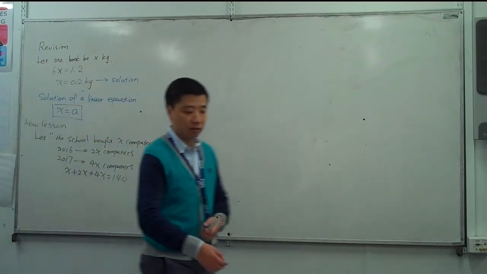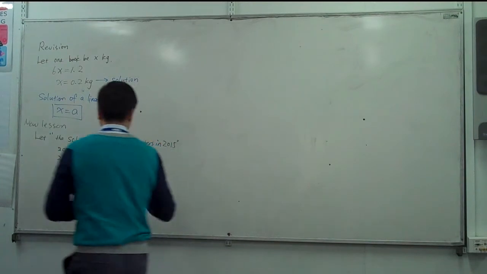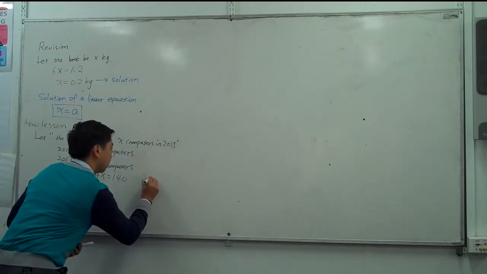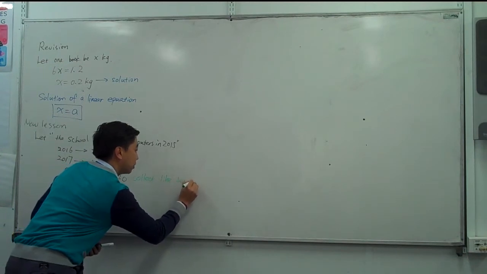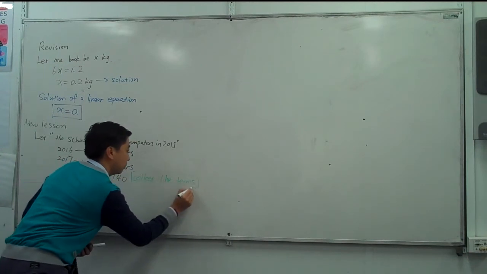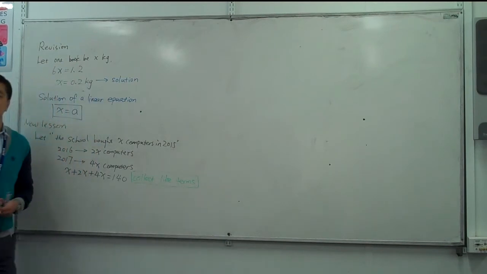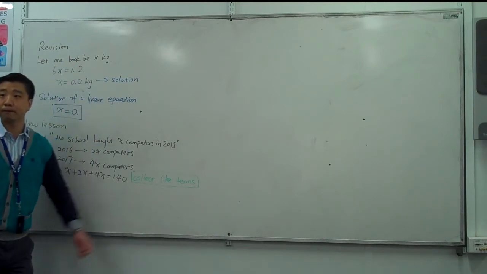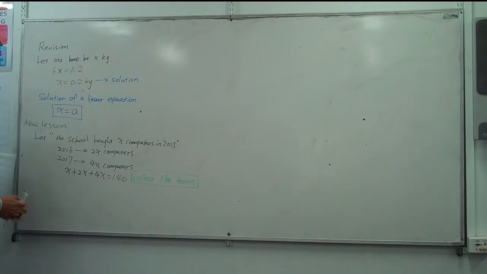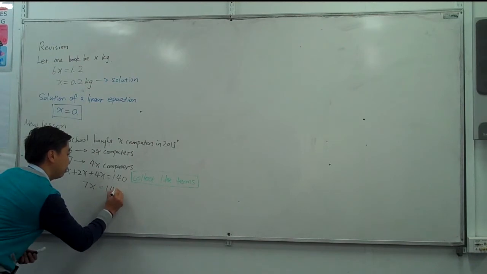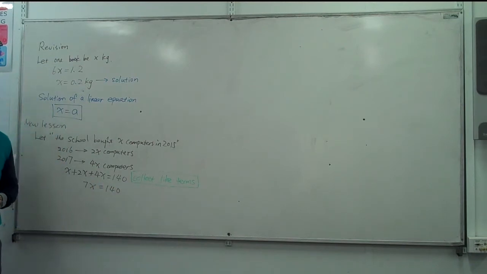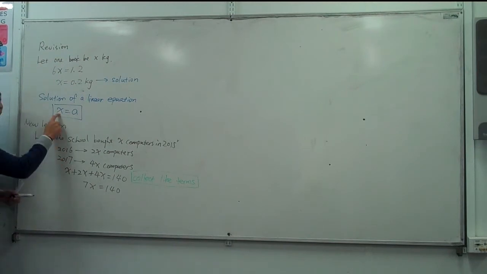7x. Good. Now, please write down. So the first step is collect like terms. So this is our first step, collect like terms. Alright, that is 7x equals 140. What is our next step? It's nearly there. The answer is x equals a.